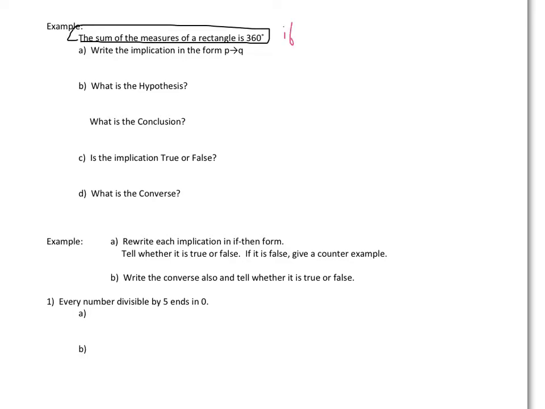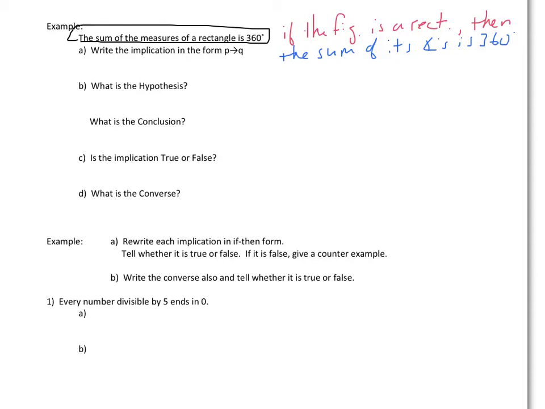So if the figure is a rectangle, then the sum of its angles is 360. The sum of the measures of a rectangle is 360. Broken down as an if-then statement, where P implies Q, is if the figure is a rectangle, then the sum of its angles is 360.